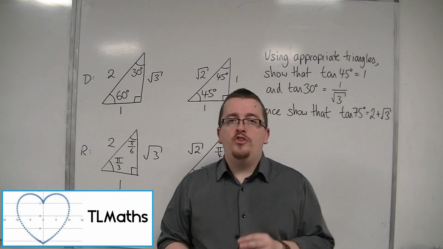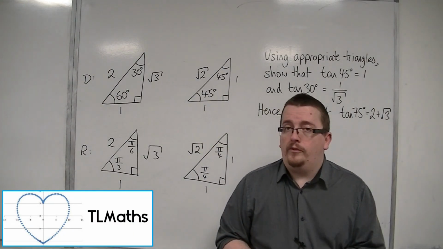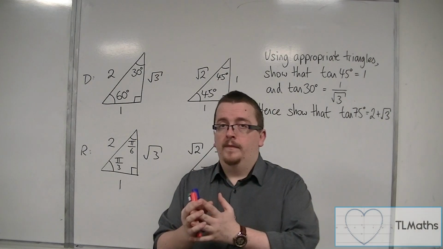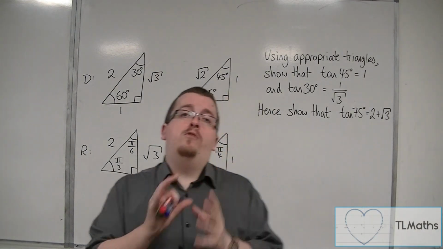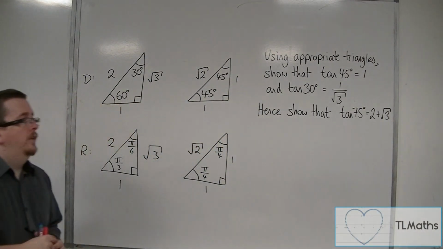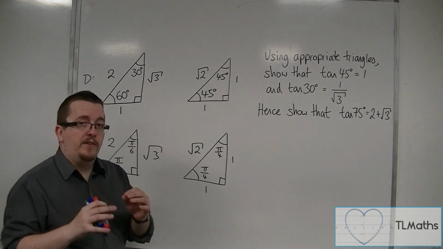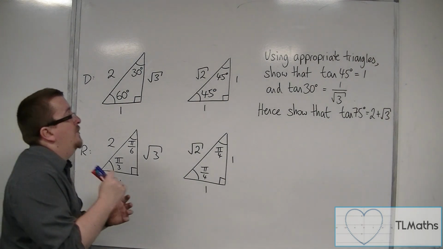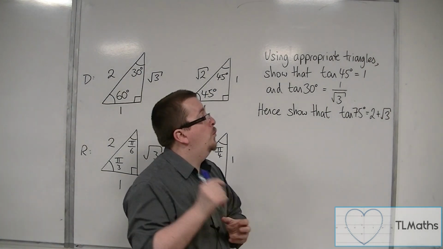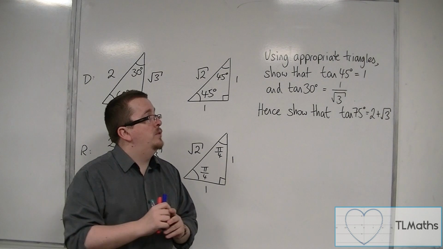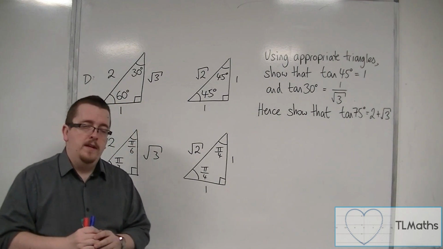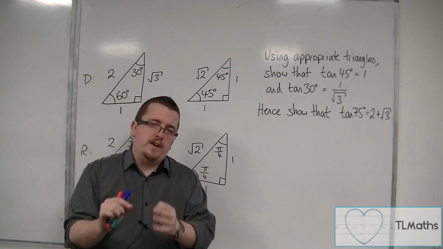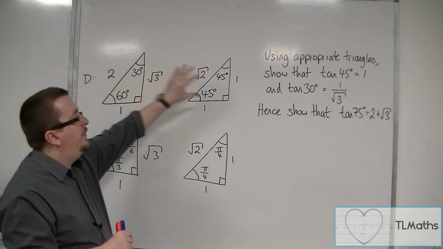So, we've been introduced to two triangles that we must learn. Now I want to show you a problem that involves them. This is taken from an exam paper. Using appropriate triangles, show that tan of 45 degrees is 1 and tan of 30 degrees is 1 over root 3. The appropriate triangles are these ones here.